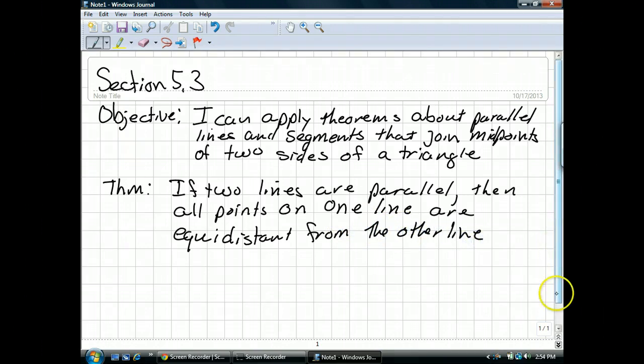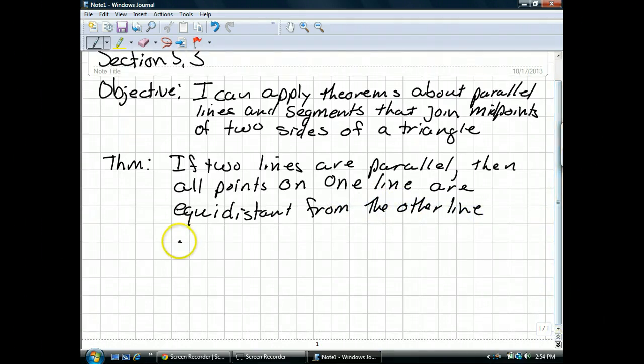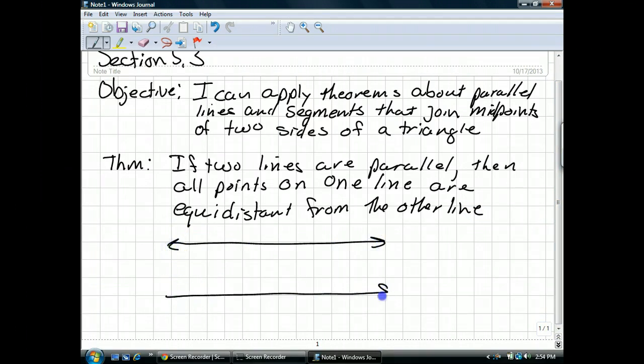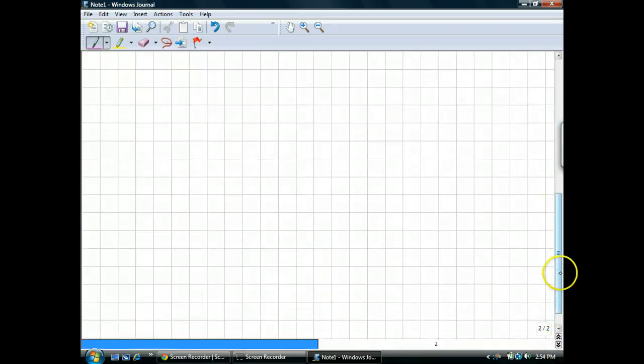Okay, so basically it's just saying that we have this line and this line, and we know that those are parallel to each other. And it's just saying that the distance from this point to this point, whatever that distance is, has to be the same as the distance from this point to this point. Okay, so in other words, these segments have to be congruent. Okay, so that's all it's saying.